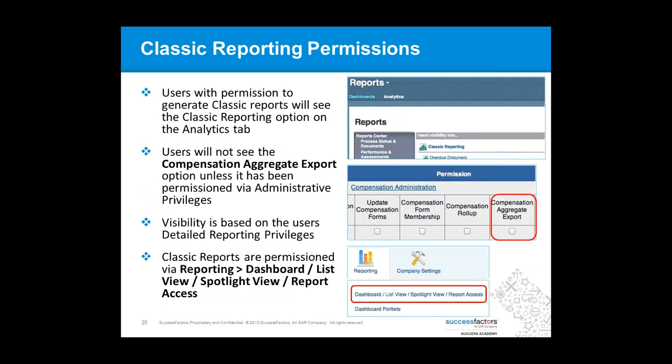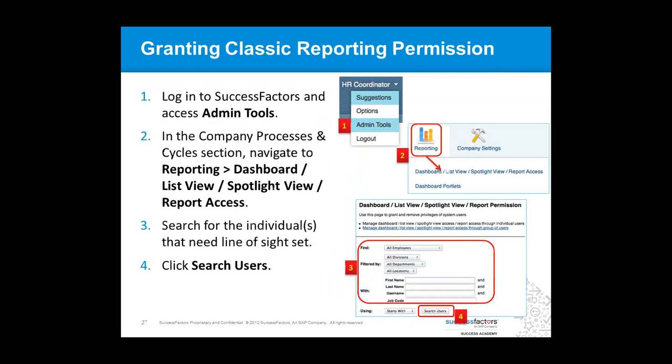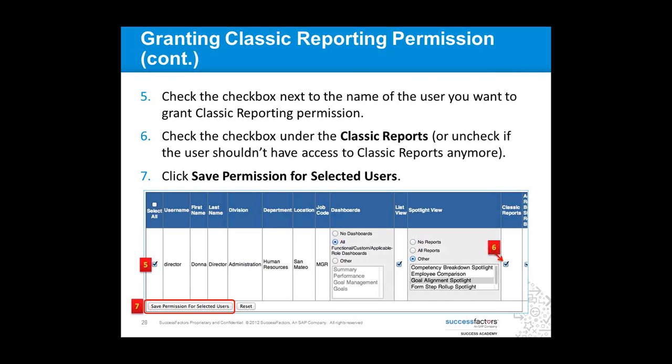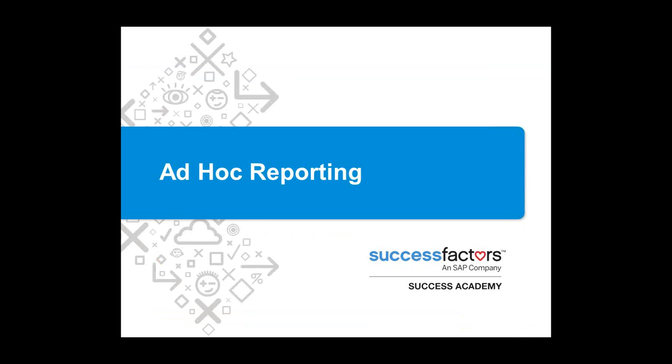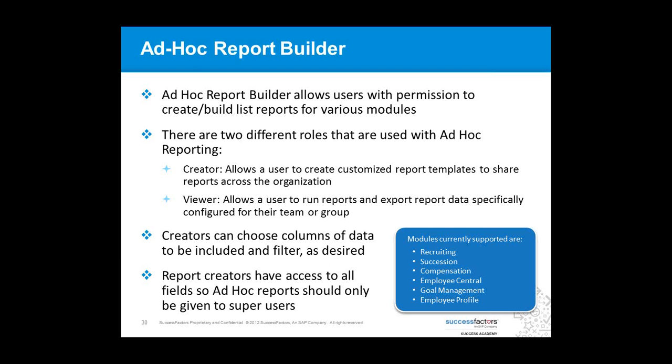Then you need to provide permissions for this as well. Again, you need to go into admin tools, reporting, and then click on dashboard, list view, spotlight view, report access, and then select the user and click on spotlight view, list view, all those reports, and then save it, and that will provide the permissions to view it.